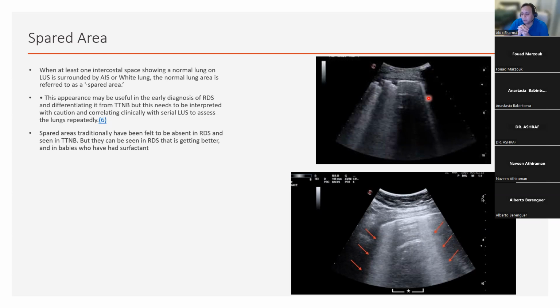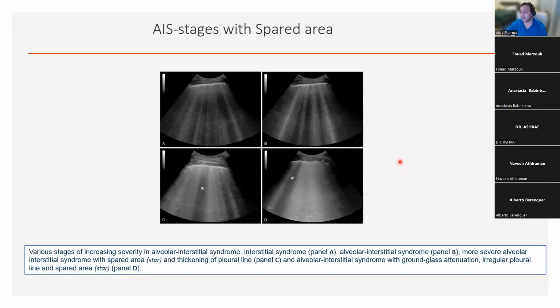The early articles by Corsini, the early articles by the Chinese, by Jingliu, described spared areas or double lung points as pathognomonic of TTNB. They are not pathognomonic of TTNB. And the reason is because you give surfactant to babies. And if you give surfactant to babies, you will have better aeration and you will have double lung points. You'll also have babies who have mild surfactant deficiency who are getting better. Naturally, their lungs will also aerate. With so many babies who we manage with CPAP these days who get away without surfactant, they will also show double lung points. So they're not necessarily pathognomonic of transient tachypnea of newborn, but following the clinical course, they give you good information.